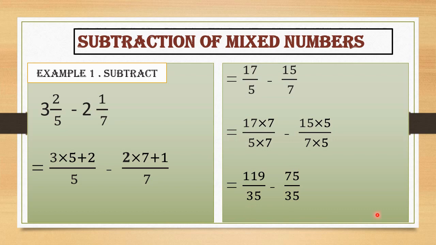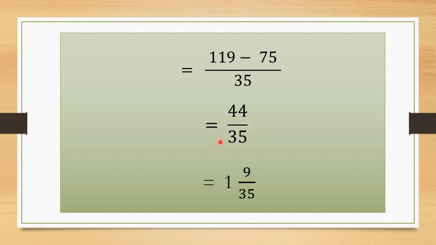Now the denominator is the same. So we can simply subtract the numerators over a common denominator. So 119 minus 75 upon 35, you will get 44 upon 35. So in mixed number you can write it like this, 1 and 9 by 35.